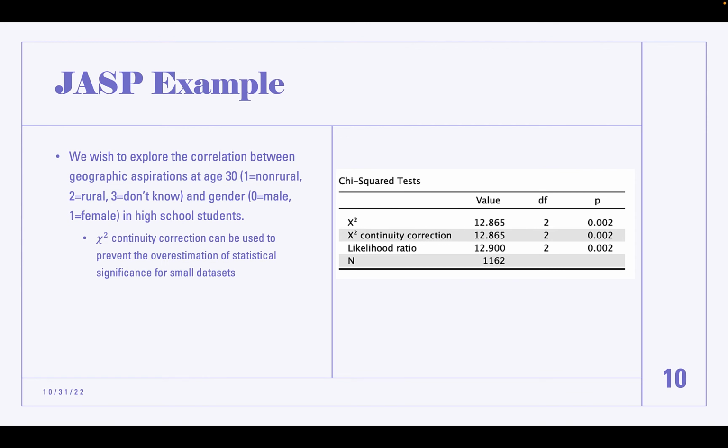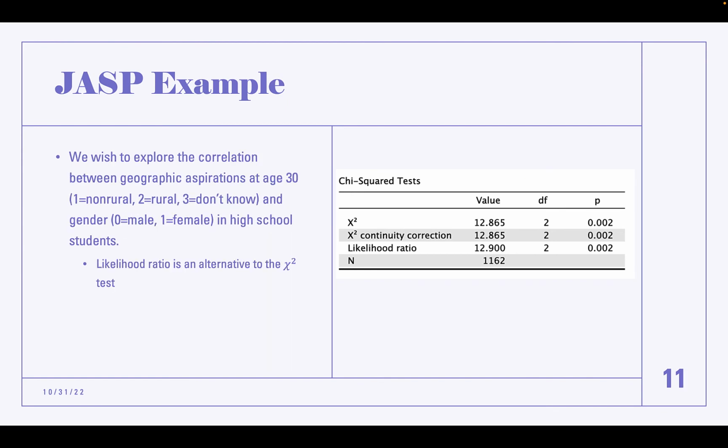The chi-square continuity correction can be used to prevent the overestimation of statistical significance for small data sets. It's mainly used when at least one cell of the table has an expected count smaller than 5, but you want to be really careful using the chi-square continuity correction. It sometimes can overcorrect, causing a type 2 error. So again, remember that type 2 error is that you fail to reject the null when you really should.